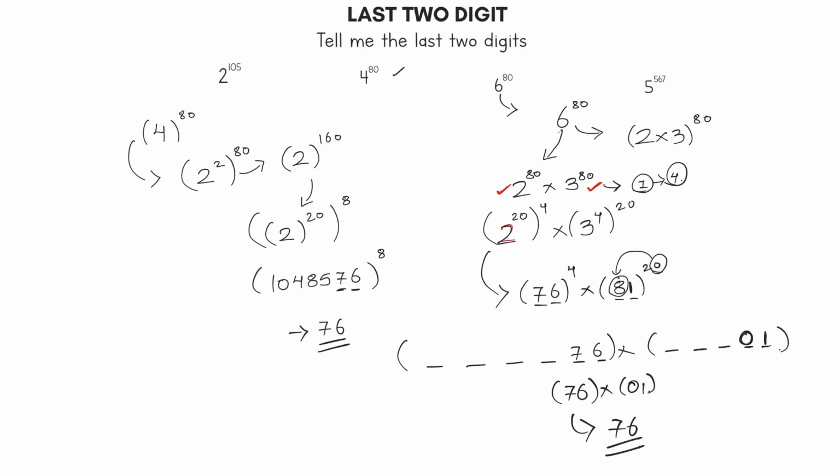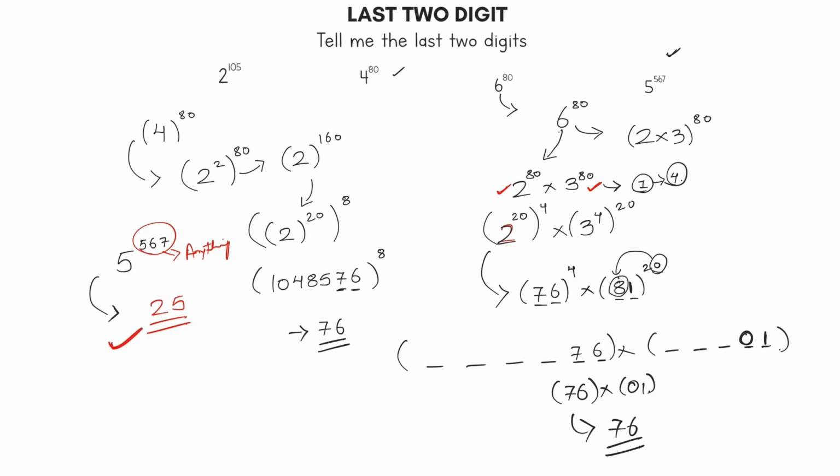Okay, now let's see the last number here, which is 5 raised to 567. We didn't see it for 5, right? 5, it is very simple. 5 raised to anything, you know it. What are the last two digits? 25. So 5 raised to anything, the last two digits will always be 25. So don't worry about it. This is like the easiest thing that you can remember here.